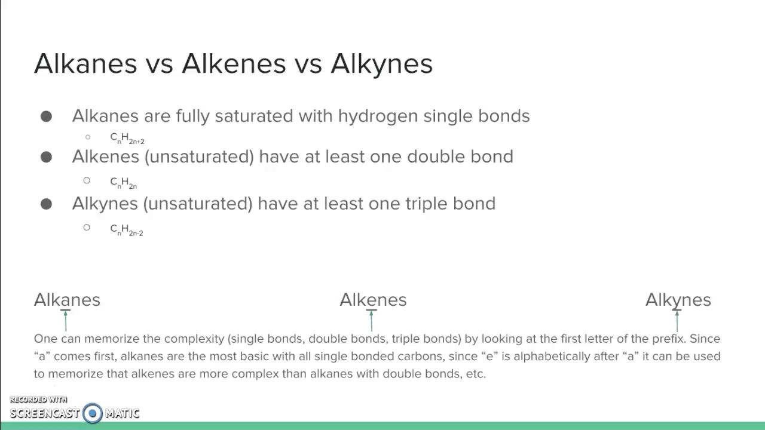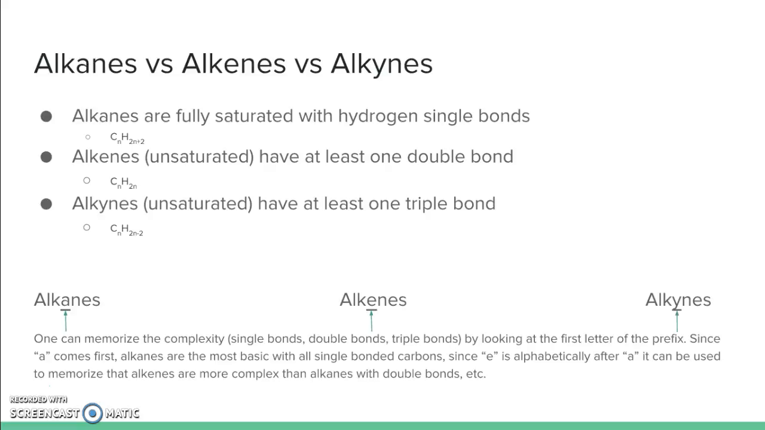So my memory trick is kind of interesting. It's more like an alphabetical thing. As they alphabetically progress, they get more complex. So alkanes, since it's an A, it's the beginning of the alphabet, as you can see where the arrow is. It's the least complex. It has all single bonds. Alkenes, next, have double bonds. Alkynes, the last in the alphabet of these three, have triple bonds.